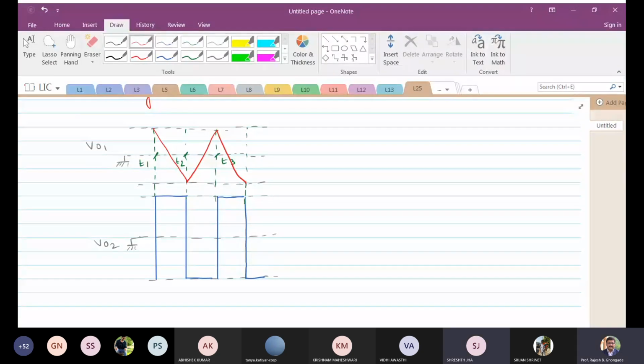And obviously the Schmitt trigger output will change from one saturation level to the other whenever the integrator output becomes equal to or more than the UTP or the LTP of the Schmitt trigger. So please understand this very carefully. So this is going to be your UTP and this is going to be the LTP, which are obviously set by R1, R2 and R3 in this case.